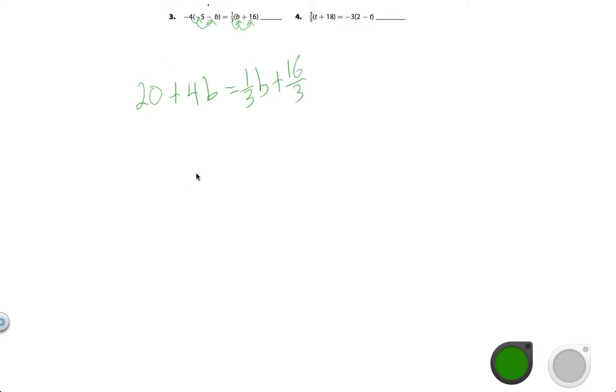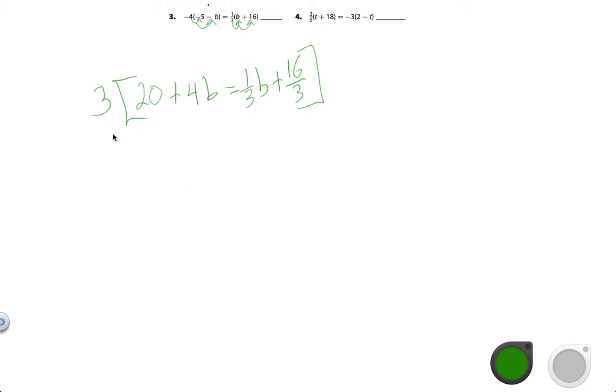Hopefully you remember when we were talking about equations earlier, if we have a fraction and we really don't want to have the fraction, we can work with it if you really want to, but if you don't want to, we can just multiply everything by a common factor, and in this case our common factor would be 3. So let's multiply everything by 3 and get rid of that.